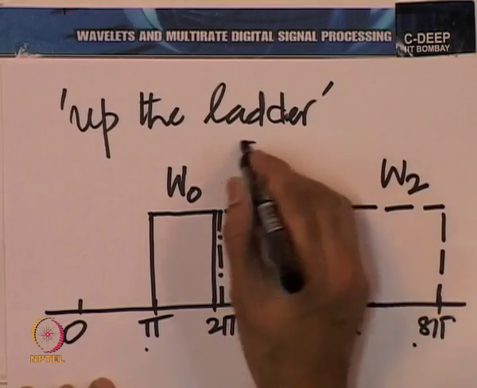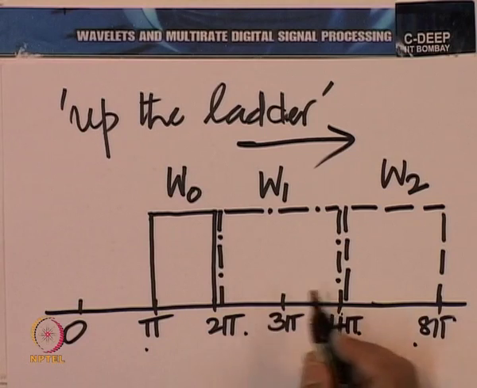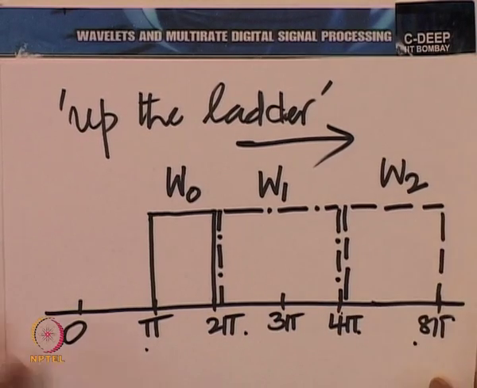Now, we know what we are doing. As we go up the ladder, we are going to double the center frequency each time and double the bandwidth, ideally. And once again, let us show the behavior as far as these spaces V go. Here we showed what happens with W. Let us show what happens with V.